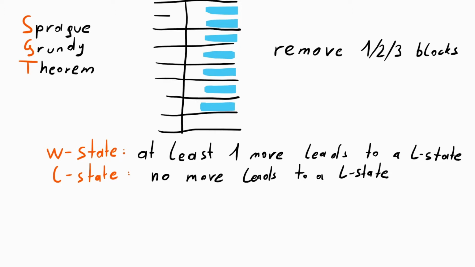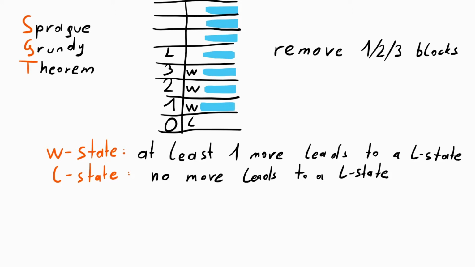If we have 0 blocks, then this is clearly a losing state. If we have 1 block, then we can remove the block and we end up at a losing state. So this is a winning state. If you have 2 blocks, we can remove both blocks and end up with a losing state. So this is also a winning state. The same if you have 3 blocks.